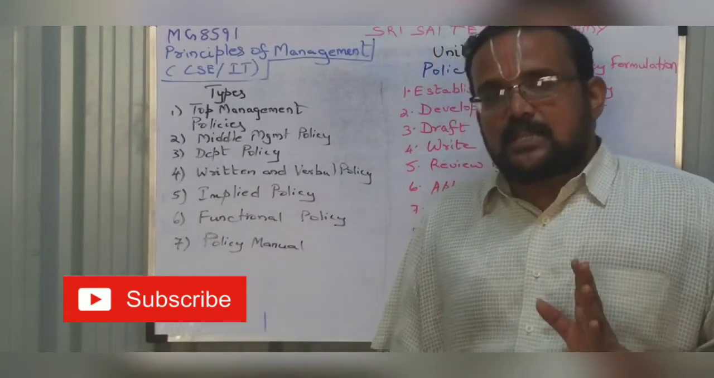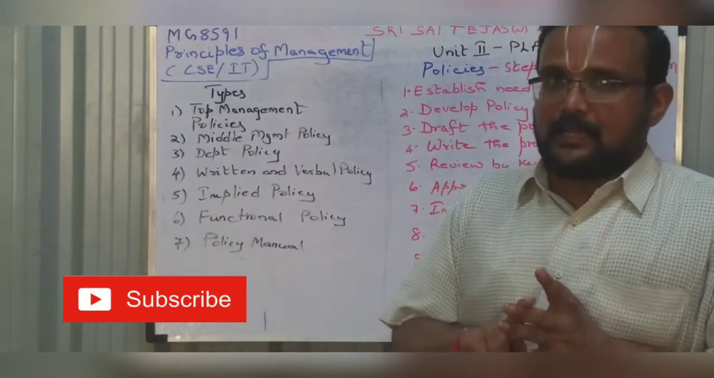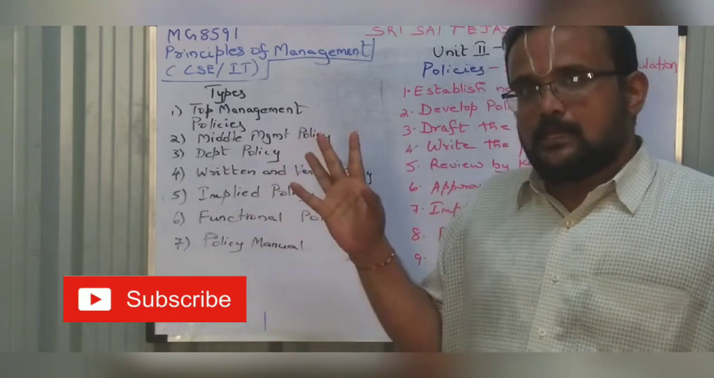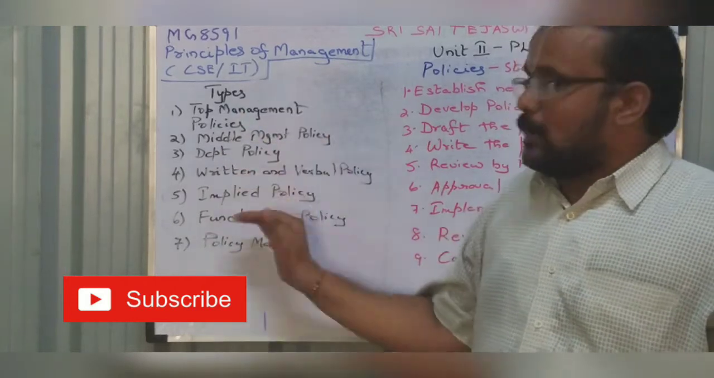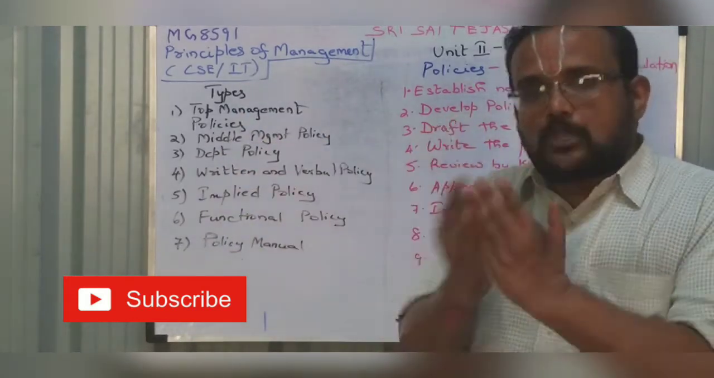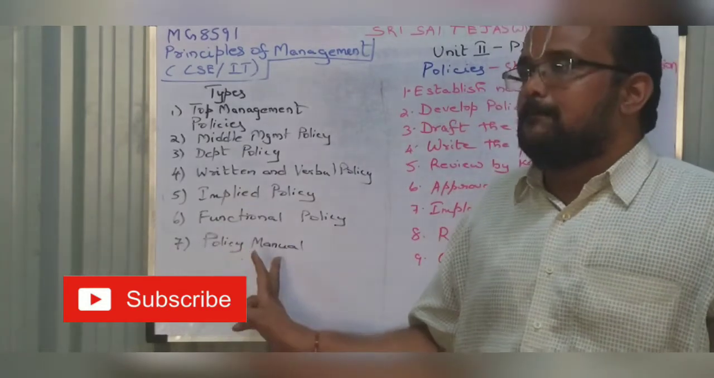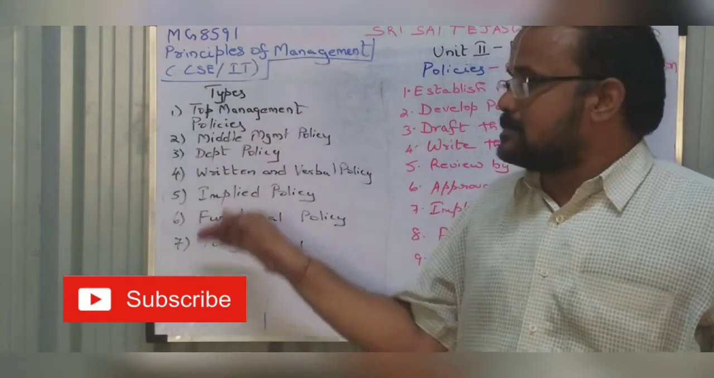Functional policy. Functions means HR, finance, marketing. So all the departments will have their own policy. That is called functional policy. So all these policies are put together in the form of a book. That is called policy manual. You have understood what are the different types of policy?